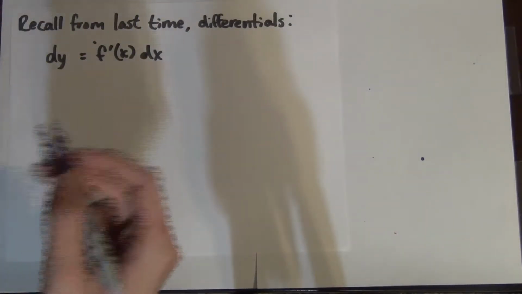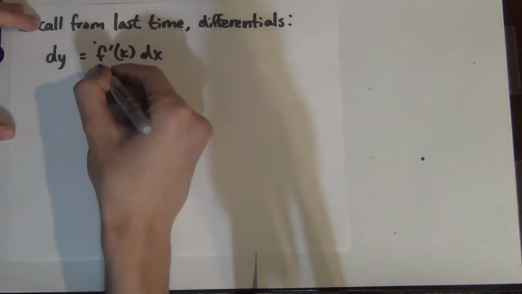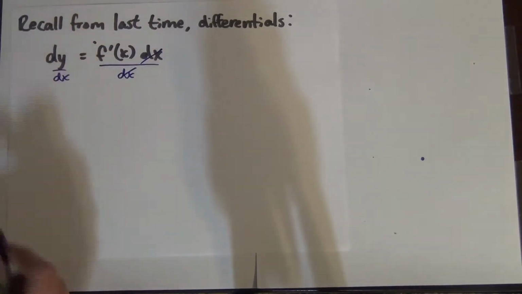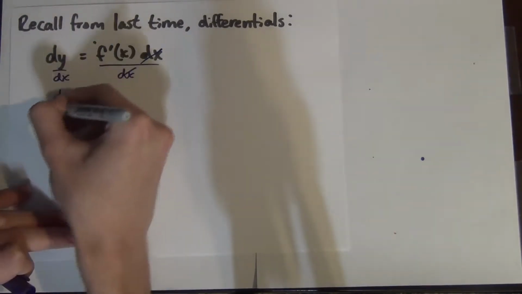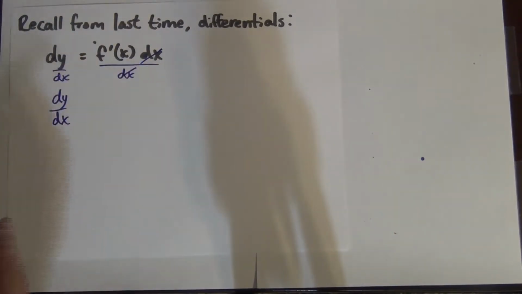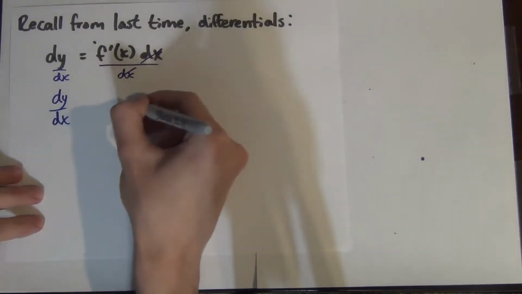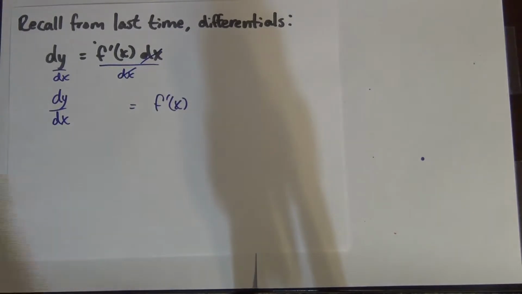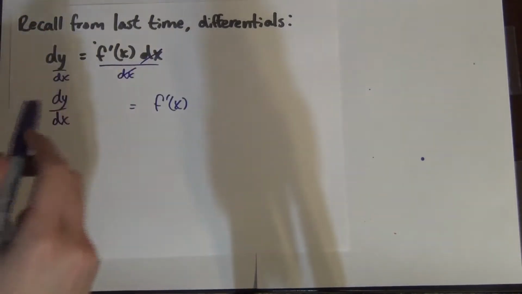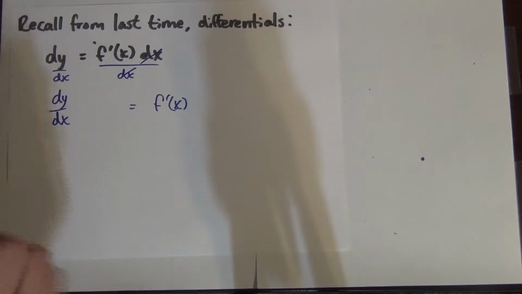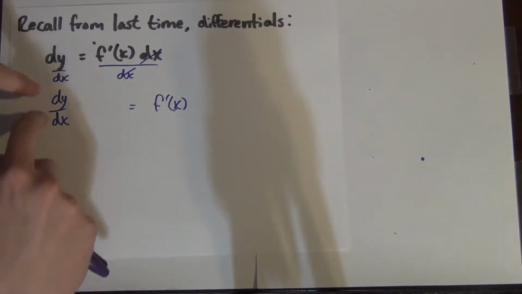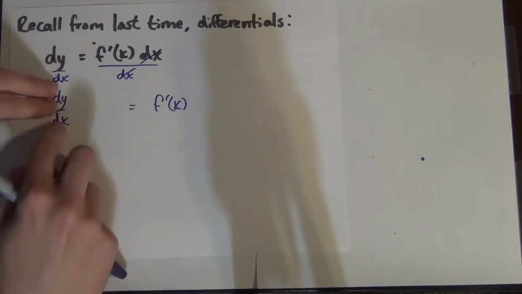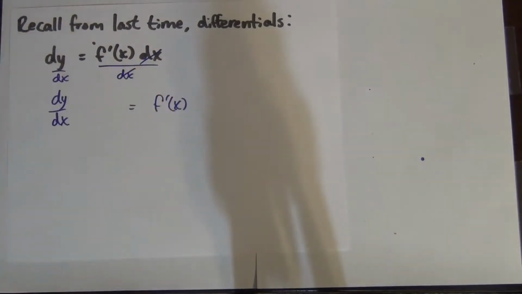If I take this expression and divide it by dx, then what I'm going to get is that dy dx, which is the derivative as we know it, is equal to f prime of x. In other words, if I divide both sides by dx, this infinitesimal rate, these are going to zero at different rates, and when you compare them, you get an instantaneous slope value, which is known as the derivative.